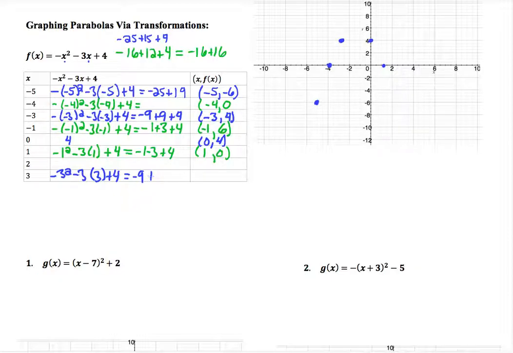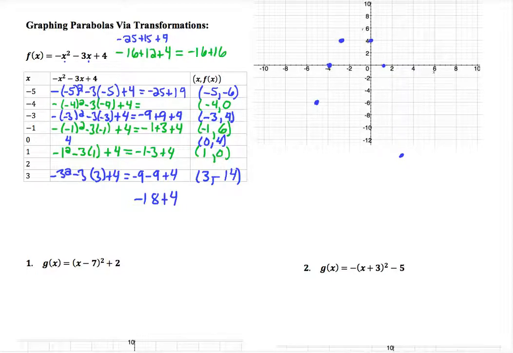Oh, nope, I made a mistake. It's -9 minus 9 plus 4. So that's going to be -8. 14 plus 4, which is going to be, so when we put 3 in, we're going to have negative 14 out. So 3 in, and it's going to be way down here.